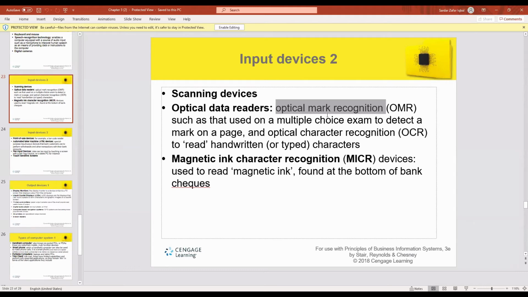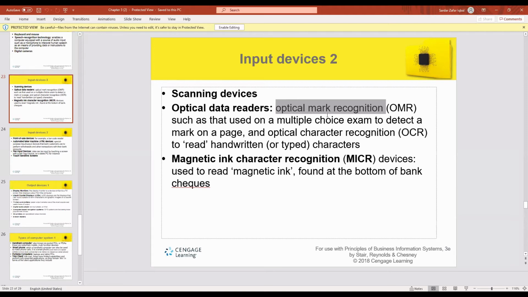It is used on multiple choice exams to detect a mark on a page, and optical character recognition, OCR, to read the handwritten or typed characters. So OCR is the same technology, but it will read handwritten or typed characters. Nowadays, if you take the IELTS exam, in some cases, but in TOEFL, they use the computer for the descriptive questions. You write an essay on the computer and the machine will check that automatically. Okay, is that clear?